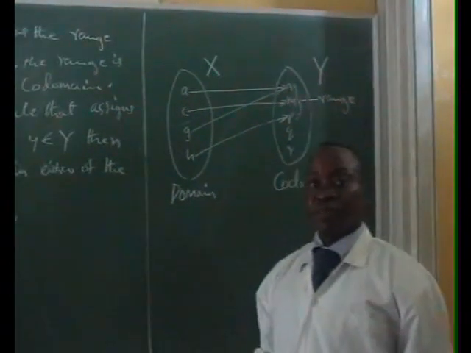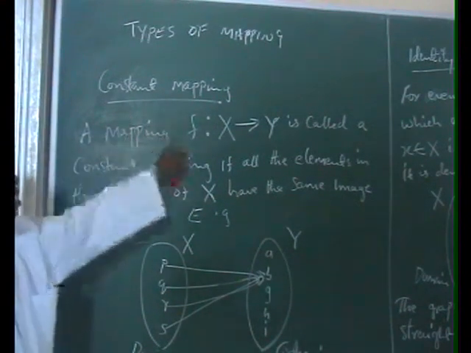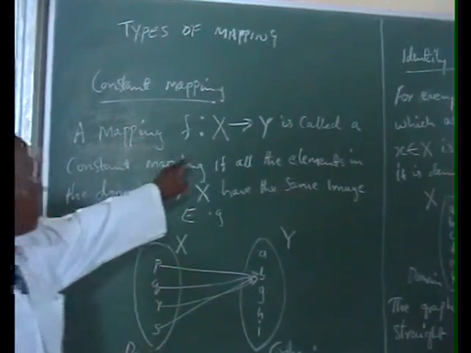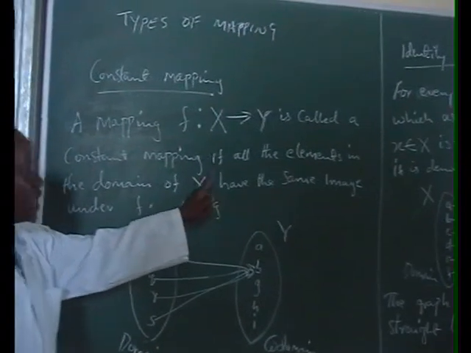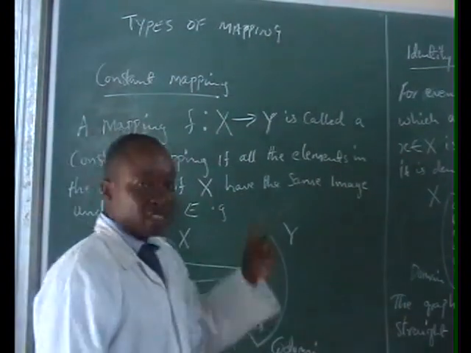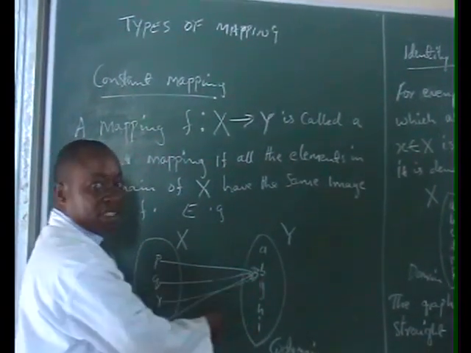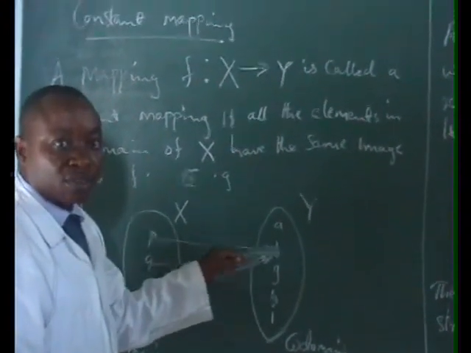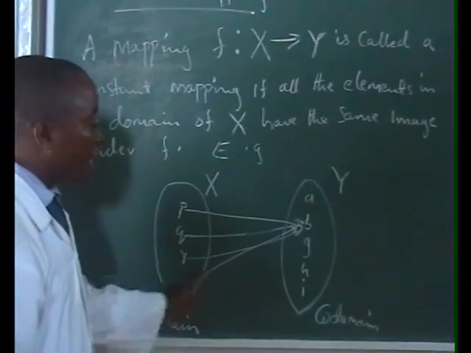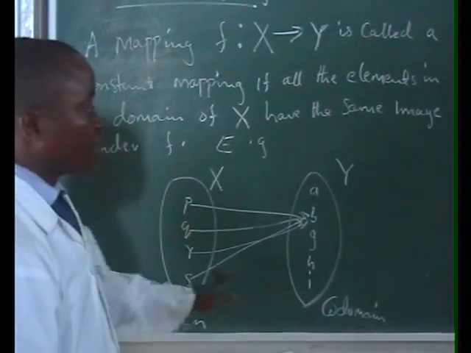Now, let's look at types of mapping. The first type of mapping we are going to look at is constant mapping. A mapping F such that elements are mapped from X to Y is called a constant mapping if all the elements in the domain of X have the same image under F. Remember that we said those elements in set Y that the elements in X are mapped to are called images, which is also known as the range. Now, if all the elements in the domain are mapped to a particular element, such mapping is called constant mapping.